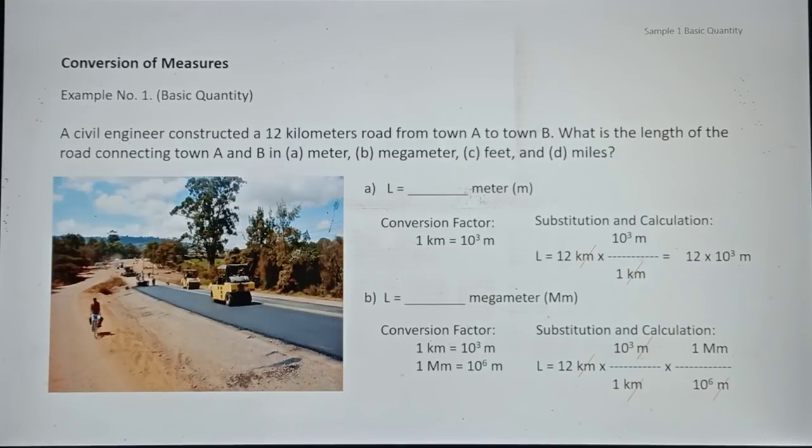The length equals 12 kilometers, the given, times the ratio of 10 to the third power meters and 1 kilometer, times the ratio of 1 megameter and 10 to the 6th meters. These ratios are both equal to 1, thus the value remains the same. The unit kilometer divided by kilometer and meter divided by meter cancel each other. So when calculated, the result is 12 times 10 raised to the negative third power megameters.